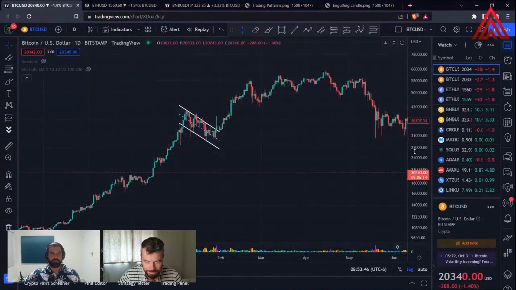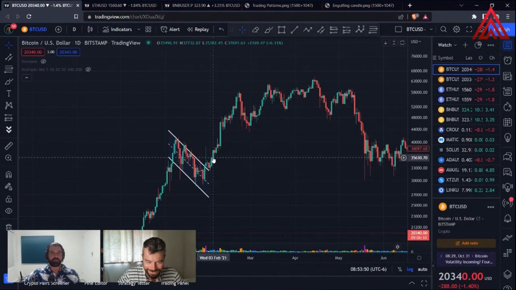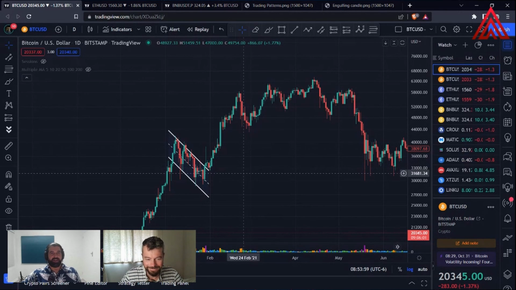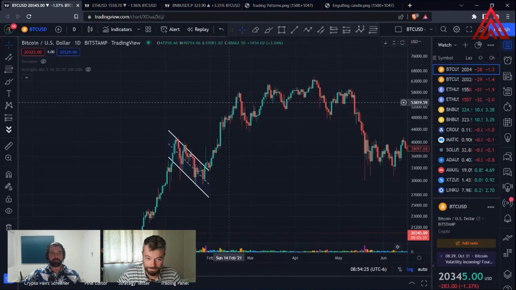That one was a bit more tricky. I would have waited until this close here to enter. I wouldn't have entered this because that's a big wick up and then straight back down. You might not know if that was a scam wick, as we call it. So that one was a bit more tricky to enter straight away. But after this candle here, you can enter the trade and go for a long trade. And again, that was a very beautiful trade.